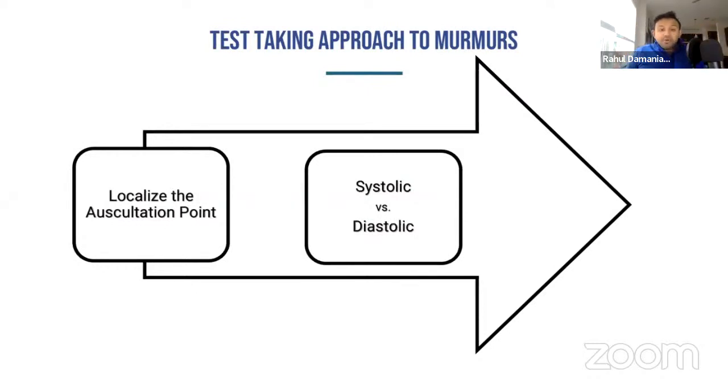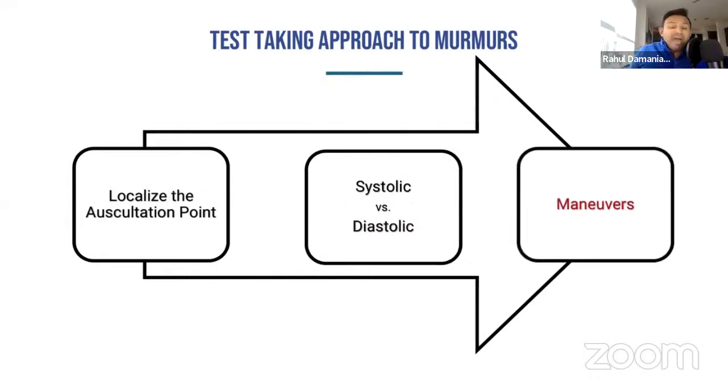What you also have to do afterwards, after you localize the auscultation point, after you characterize systolic versus diastolic, is you have to understand what maneuvers are going to make this louder or what maneuvers are going to make this softer. And we're going to be focusing on the louder aspects of things. So whenever I try to discern whether or not a murmur is systolic or diastolic, I always go back to normal cardiac physiology. And if you haven't seen my cardiac physiology YouTube video, please make sure you check that out.